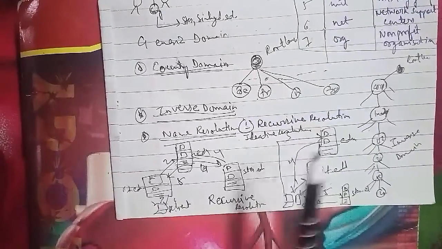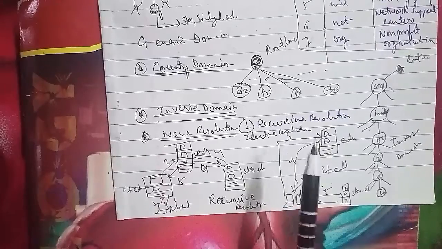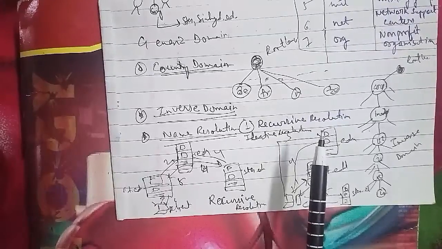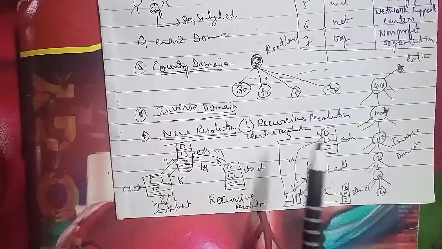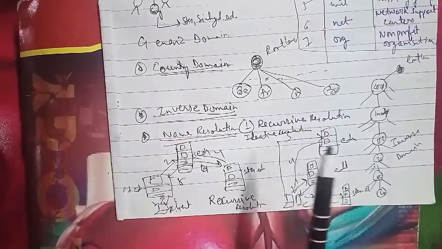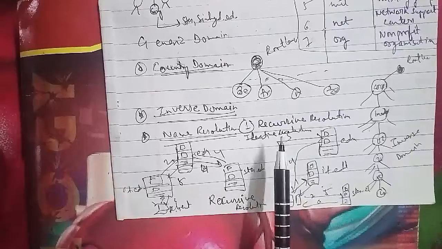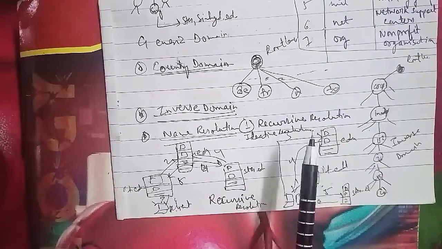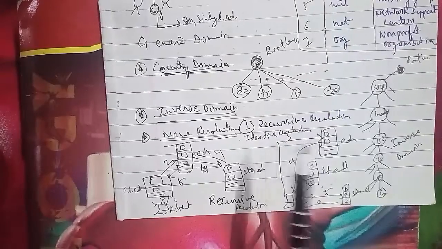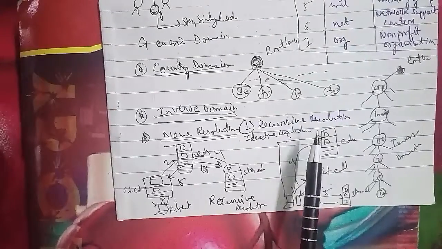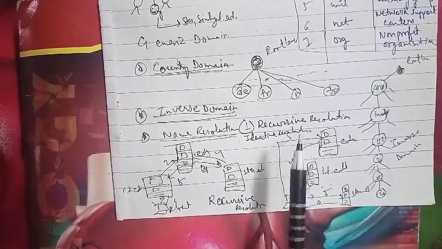So here, that is the types of servers in DNS that we have. The first is your primary server, which we had discussed. Second is your secondary server.